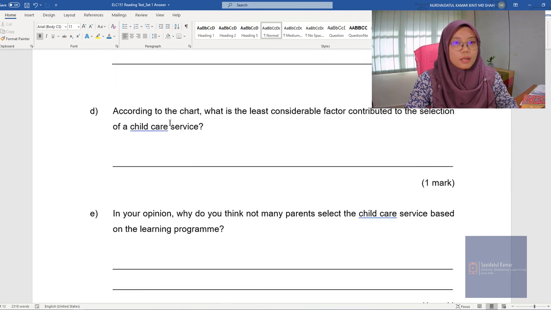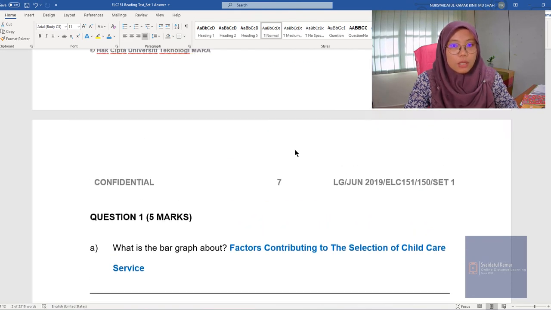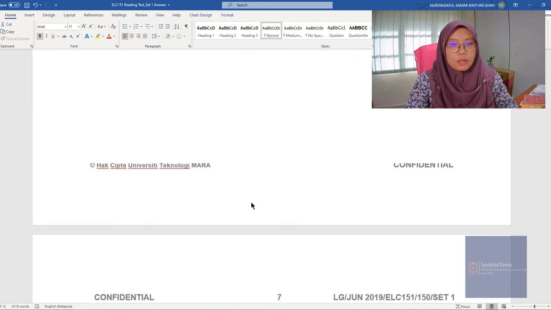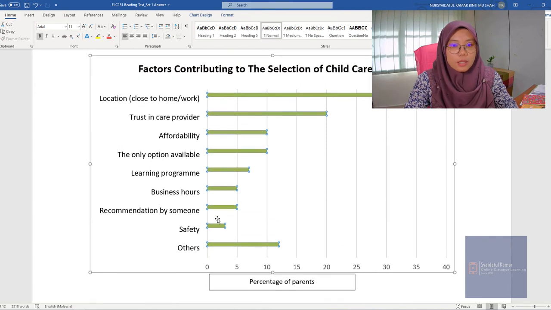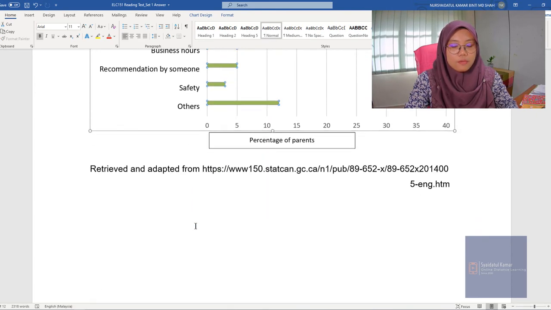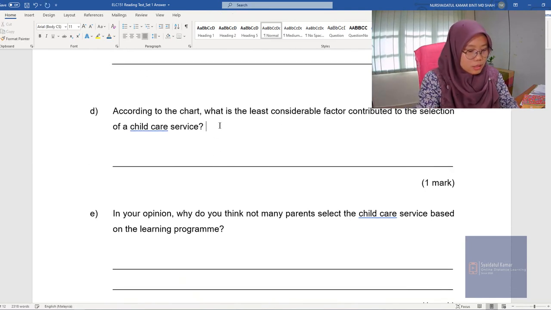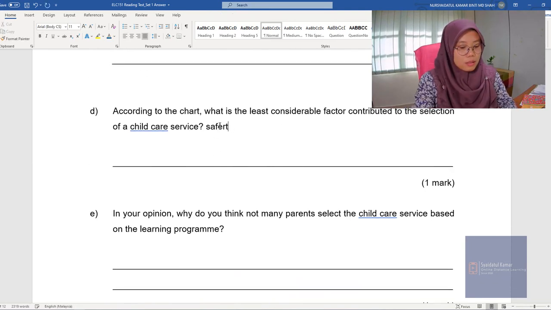Alright, now let's take a look at the next question. According to the chart, what is the least considerable factor contributed to the selection of childcare service? What is the least? This is the keyword, the least. The least would be the lowest factor. So it says here, safety, the lowest factor as compared to the others. Here you can see, safety is the lowest. So we can say that the answer is safety.